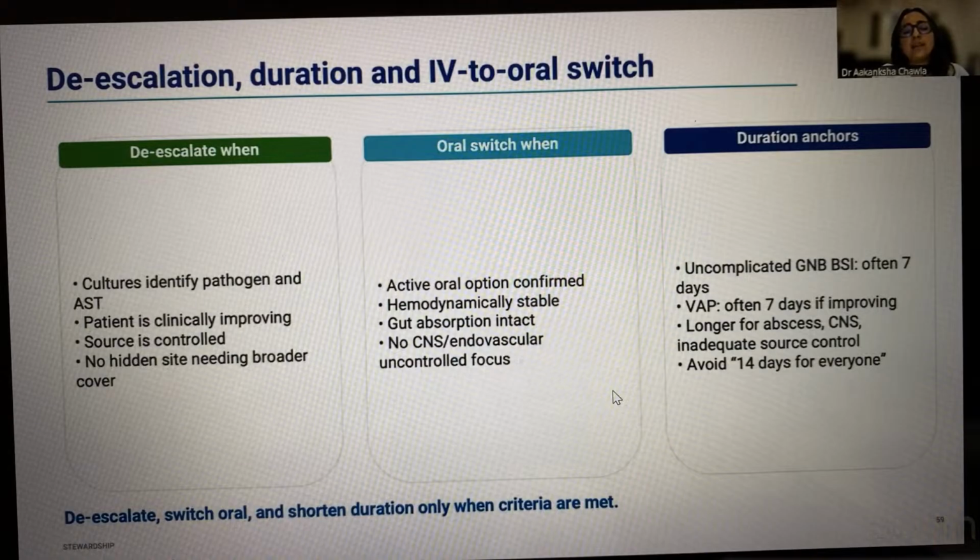And for uncomplicated gram-negative bloodstream infection, 7 days of therapy is enough. Similarly, for VAP, often 7 days is enough if the patient is improving. Longer courses may be needed for patients with abscess, CNS infections, and if there is inadequate source control.